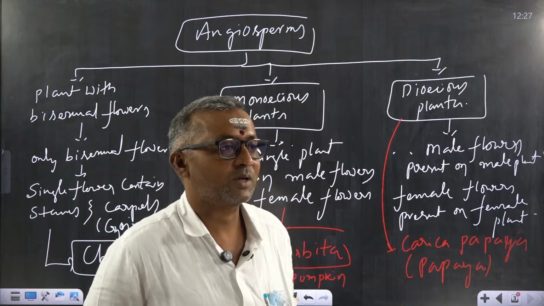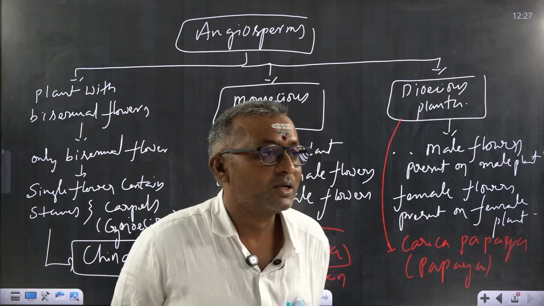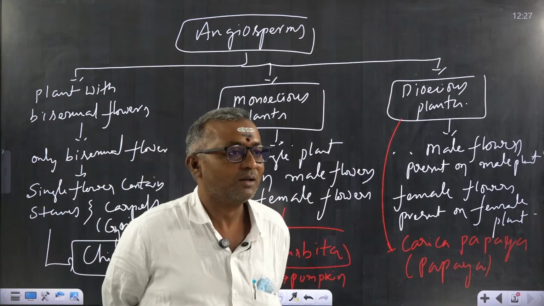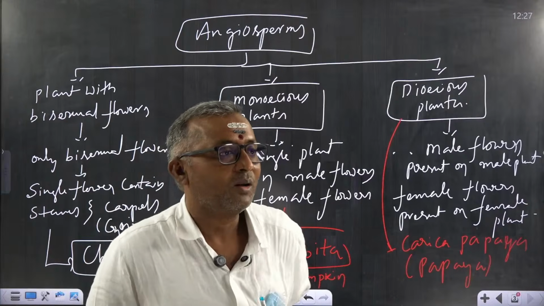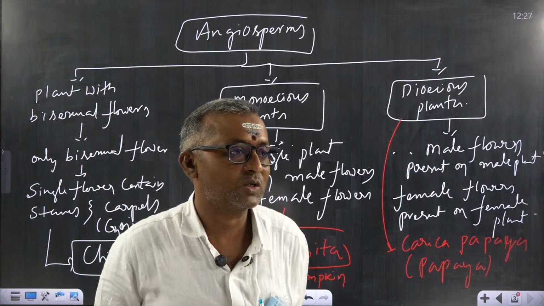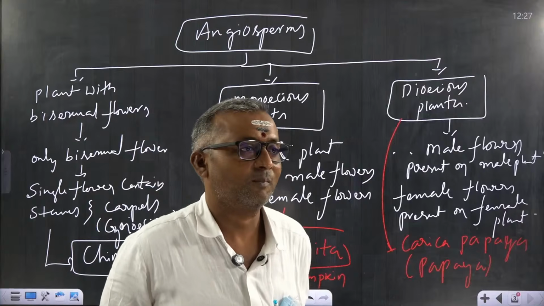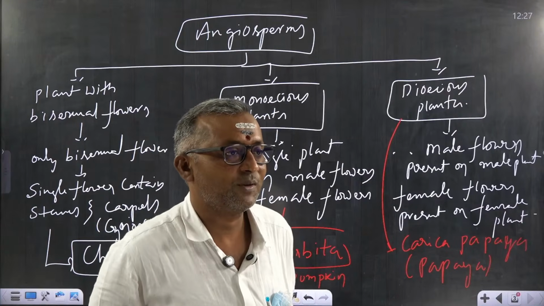Pteris is a homosporous pteridophyte. Yes. Pteris is a homosporous species. Why are angiosperms included? Include the gynoecium. Gynoecium is the female sex organ. Gynoecium is the female sex organ.